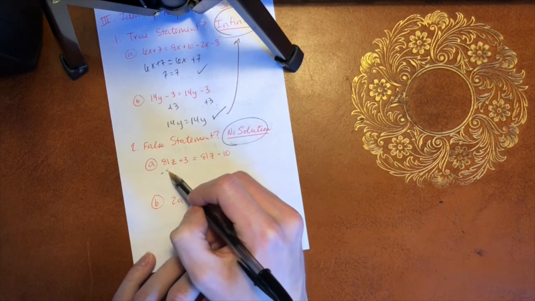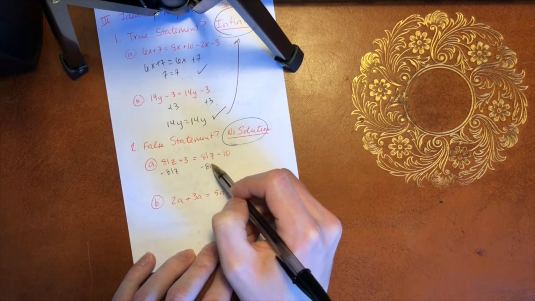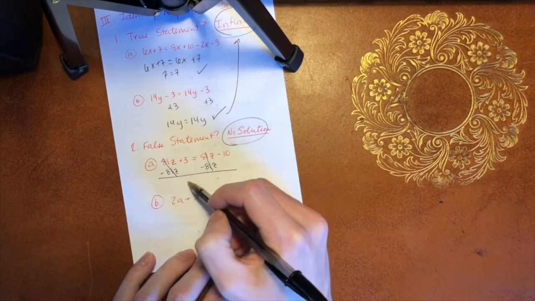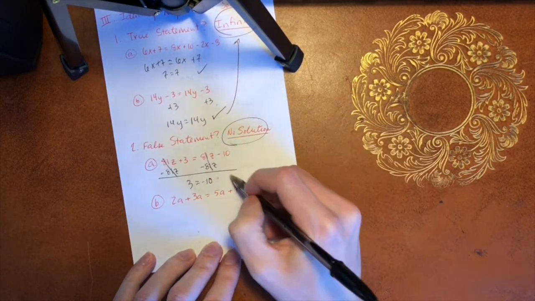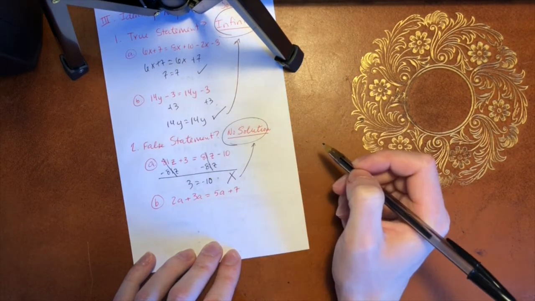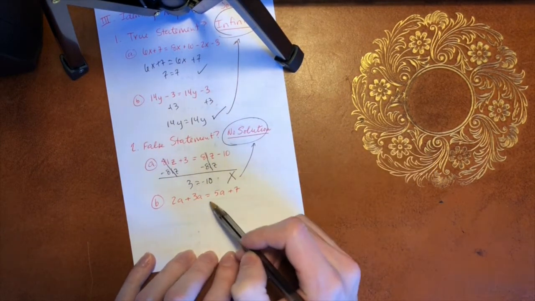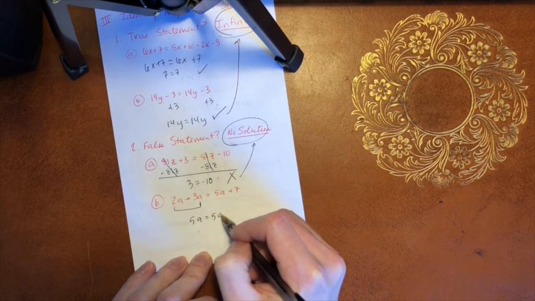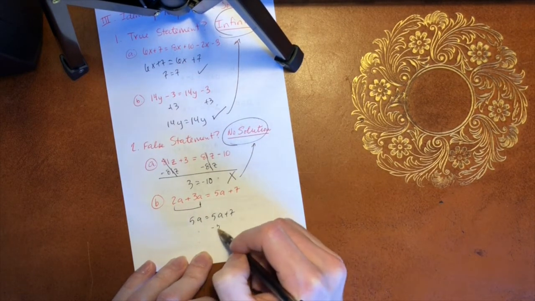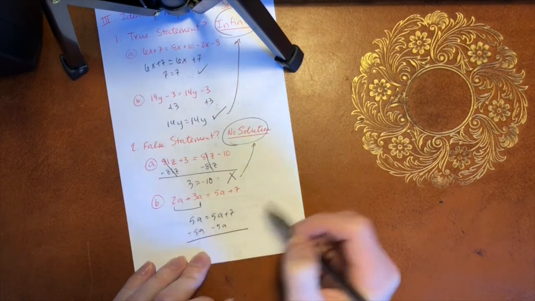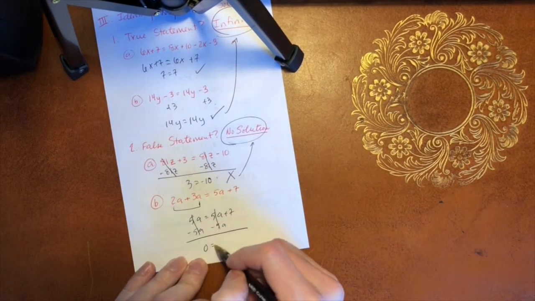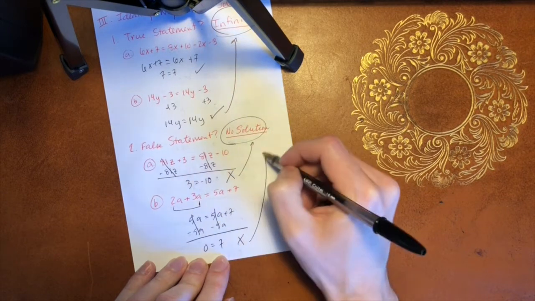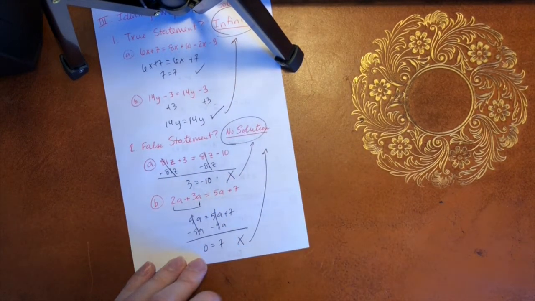Well, let's say we wanted to move 81z to the other side, and that would actually cause them to cancel. And so we would have 3 equals negative 10. That's false. There's no solution. 2a plus 3a is equal to 5a plus 7. Simplify these. We get 5a equals 5a plus 7. Let's move this to the other side, minus 5a, and 0 equals 7. That is false, so we get no solution.